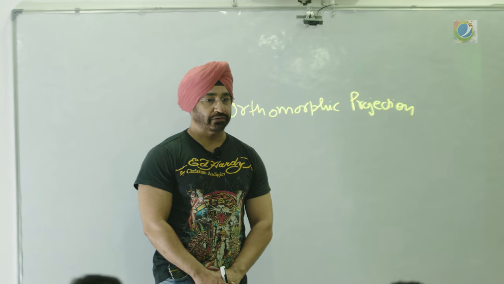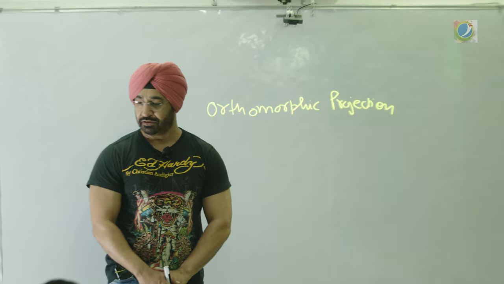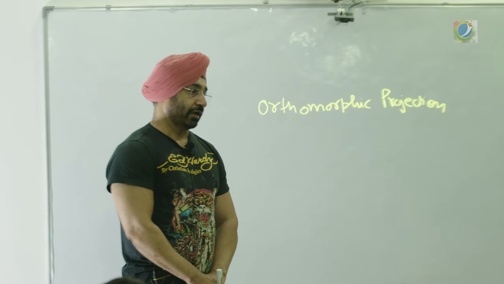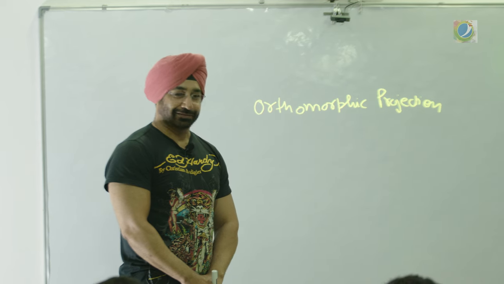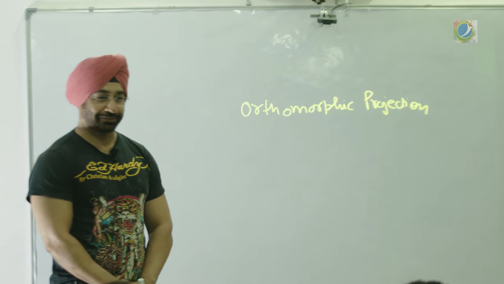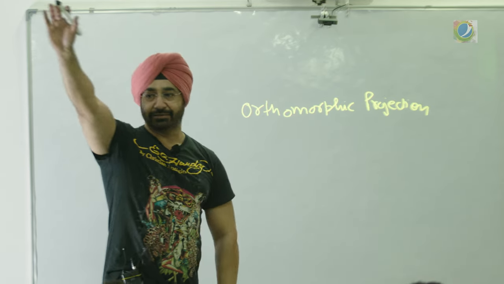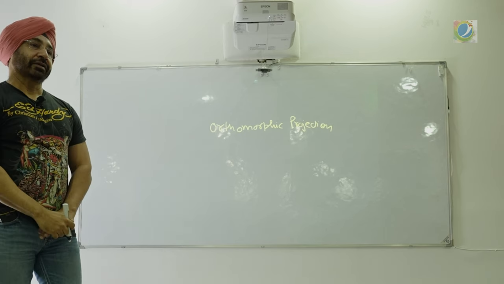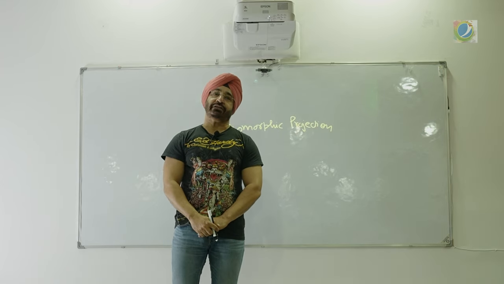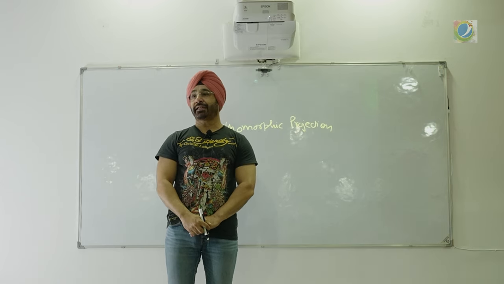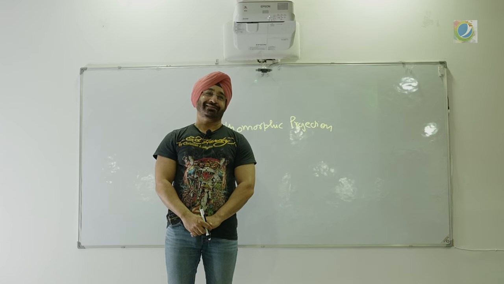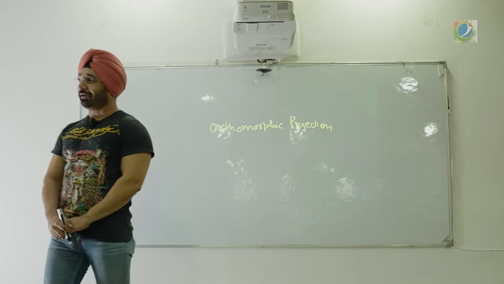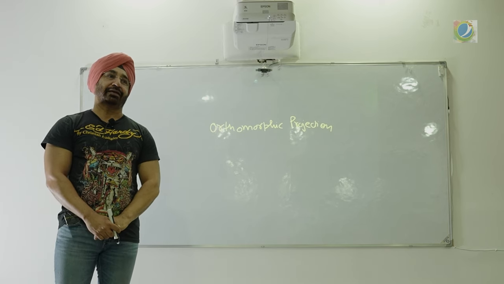It is not an orthomorphic projection. So now I have introduced a new term called orthomorphism. Now what is this orthomorphism? It's good to know that this is not an orthomorphic projection. But what is an orthomorphic projection? Any guess, anybody? Nobody. Okay, so an orthomorphic projection is a projection in which bearings or directions are correctly shown. I repeat, an orthomorphic projection is a projection in which bearings or directions are correctly shown.